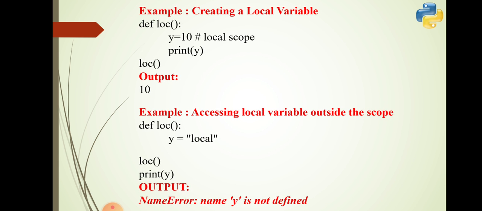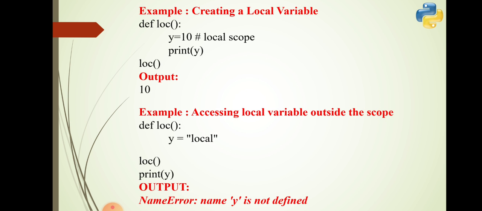So def loc, that is the function name. LOC is a function name. Now I am creating a variable y and assigning the value 10. So y is local to the function loc. Okay, the variable is declared inside the function loc, so the y variable is only accessible within the function block.